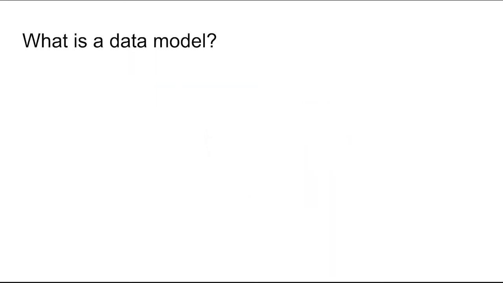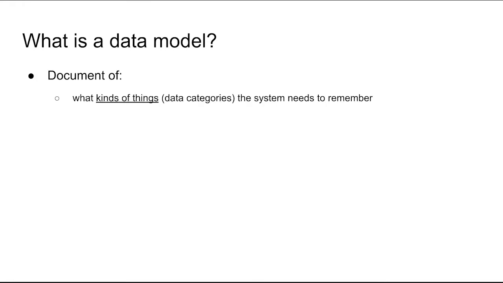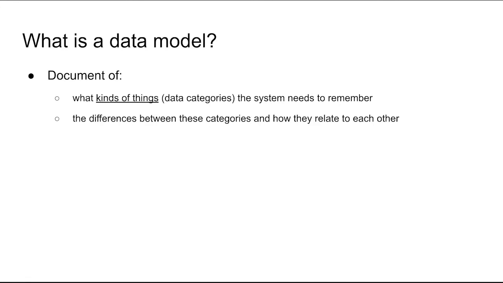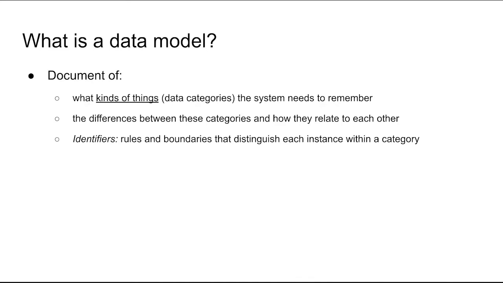So what is a data model? I would say it's a document of the kinds of things or data categories that the system needs to remember, the differences between these categories and how they relate to each other, and the rules and boundaries that distinguish each instance within a category, which we call identifiers.